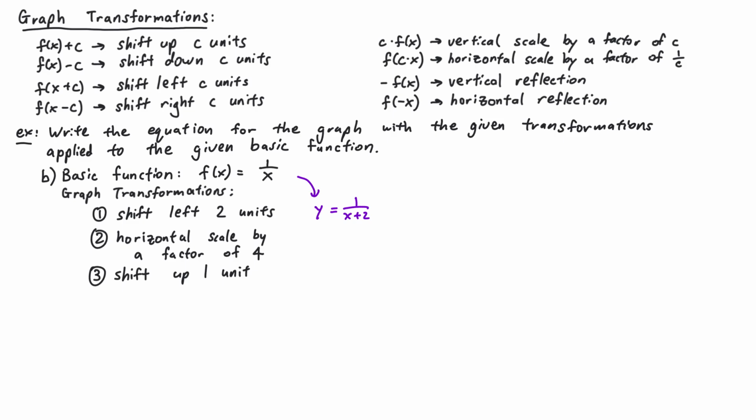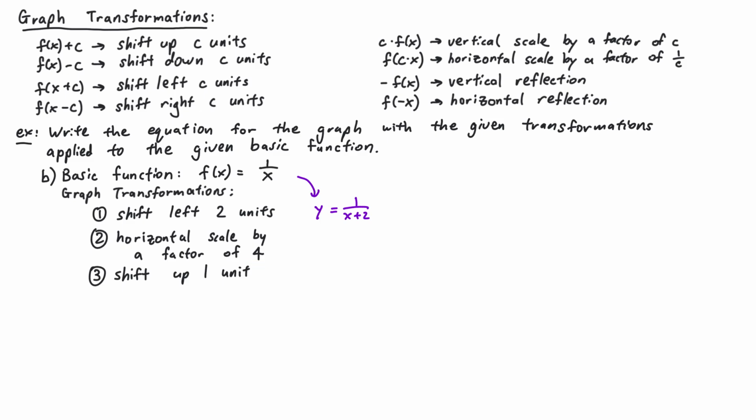Our next transformation is a horizontal scale by a factor of 4. From what we learned previously, if we replace our input x with c times x, this gives us a horizontal scale by the reciprocal. So if we replace the input here with 4 times x, then that would be a horizontal scale by a factor of 1/4. But that's not what we want. We want a horizontal scale by a factor of 4.